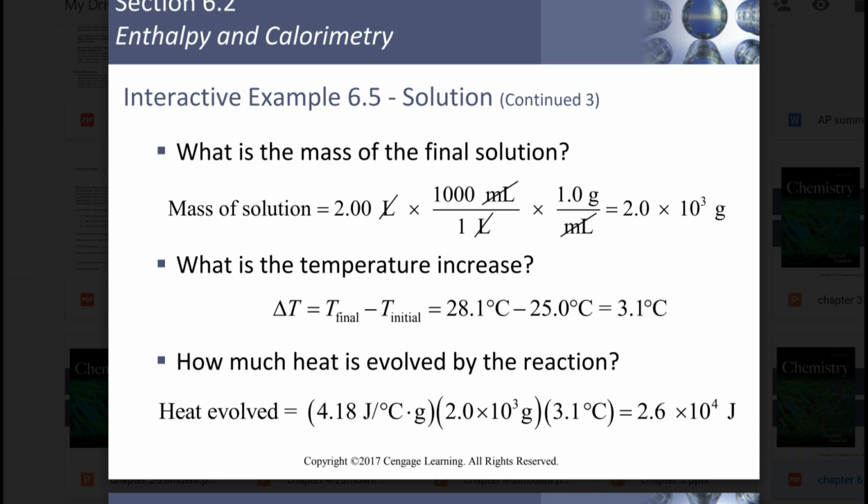Okay, so how many liters do you have? Well, you had 1 liter of each solution. That's 2 liters. You're assuming that the density is 1, so that's really 2,000 grams. How do I know that? Well, I know density is 1 gram per mL, and 1,000 milliliters is a liter.